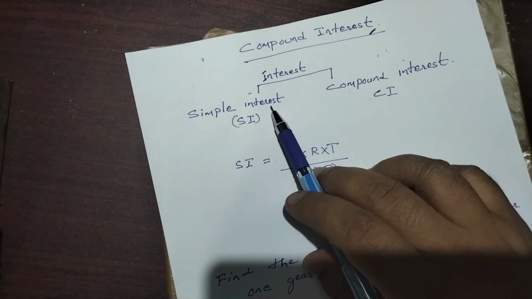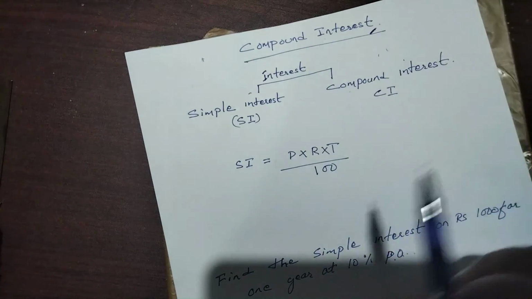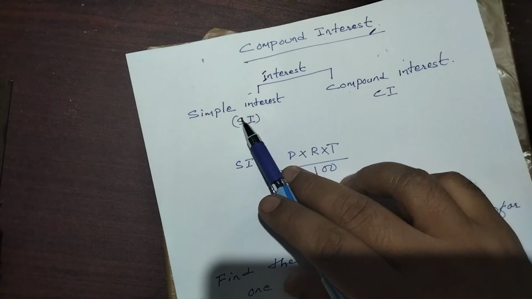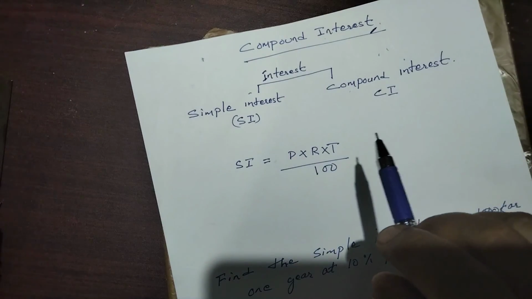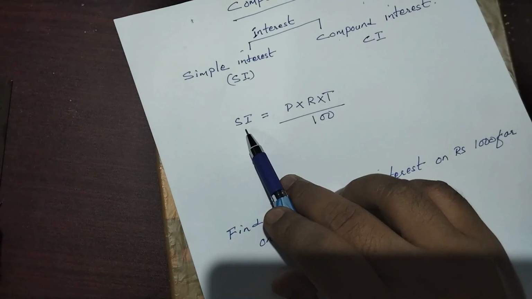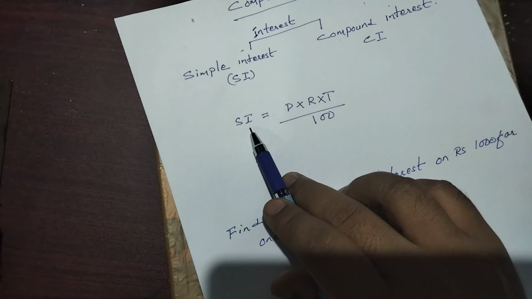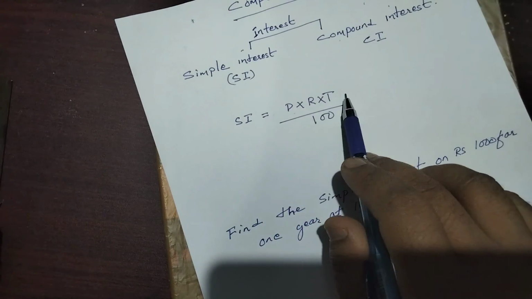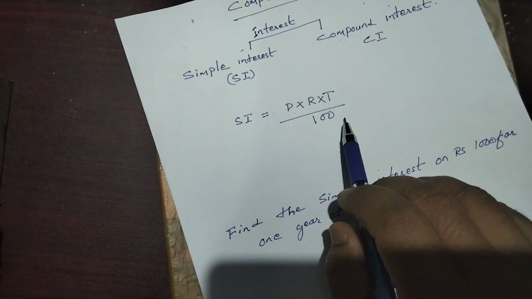So you should know simple interest and compound interest also. Okay, how to calculate interest through the simple method and the compound method. Now, simple interest, the abbreviation is SI. The formula is P into R into T divided by 100.